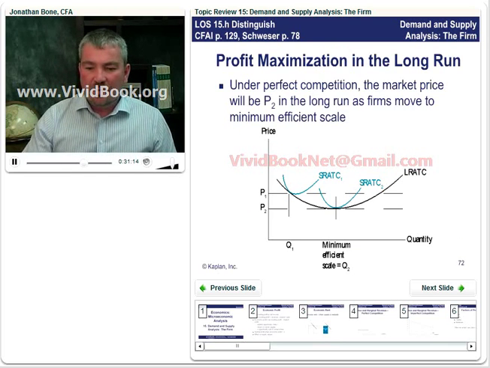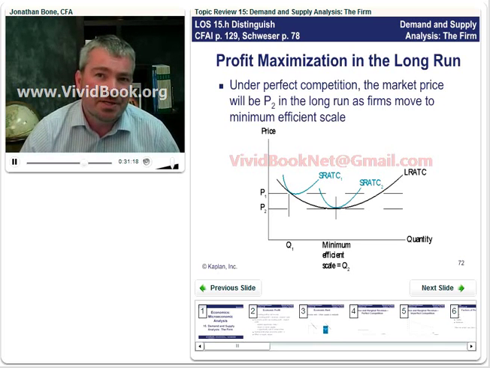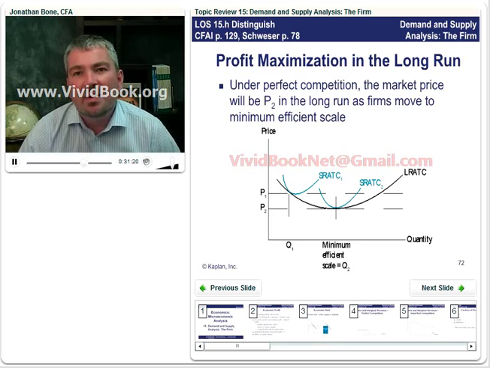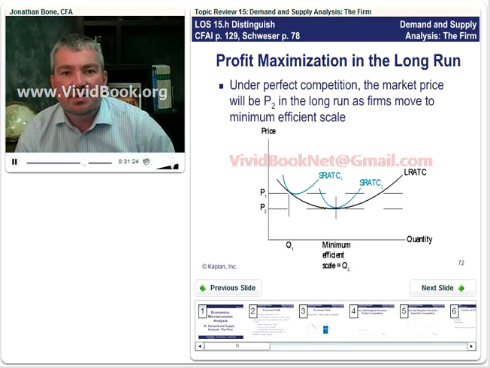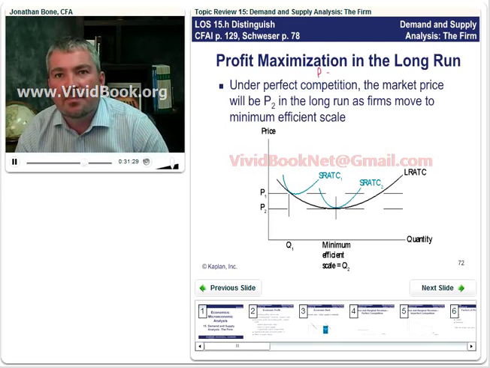Now let's have a look at profit maximisation in the long run. Note we are looking at perfect competition here. In the long run, in perfect competition, you can't make economic profit. What that means is, in the long run, price must equal average total cost.